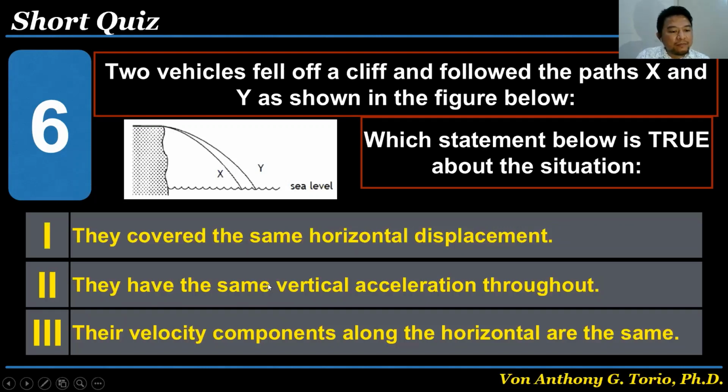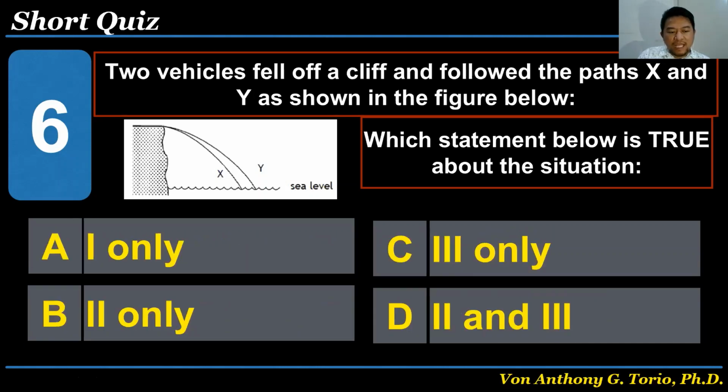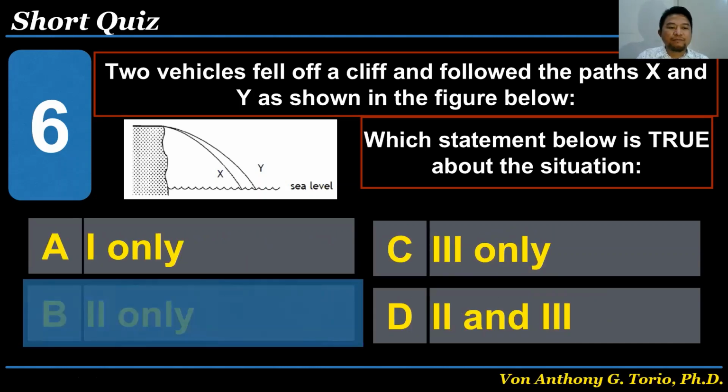Meantime, number 3, their velocity components along the horizontal are the same. That's not true because Y was able to cover a greater distance for the same amount of time. That means Y has greater horizontal velocity. So number 3 is also not true. That means that we're left with 2 as our option, and the best answer is letter B.